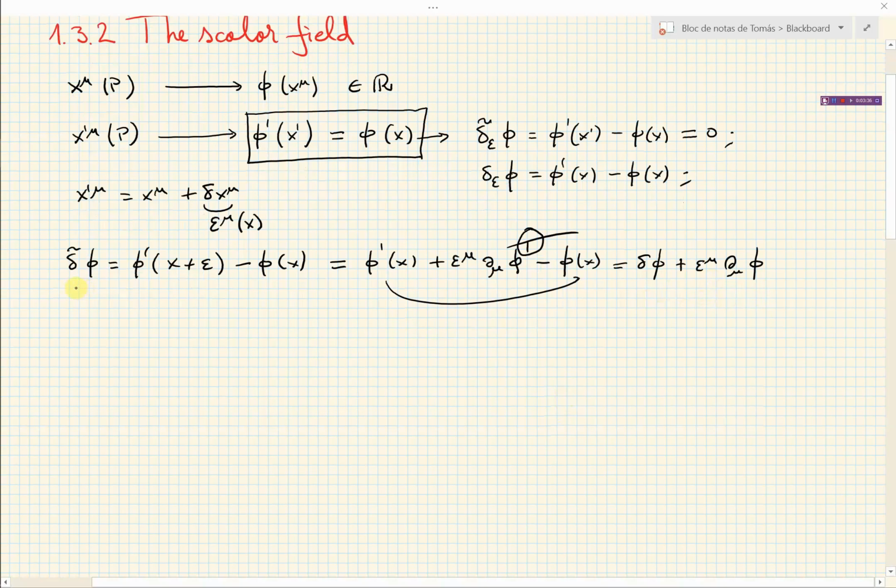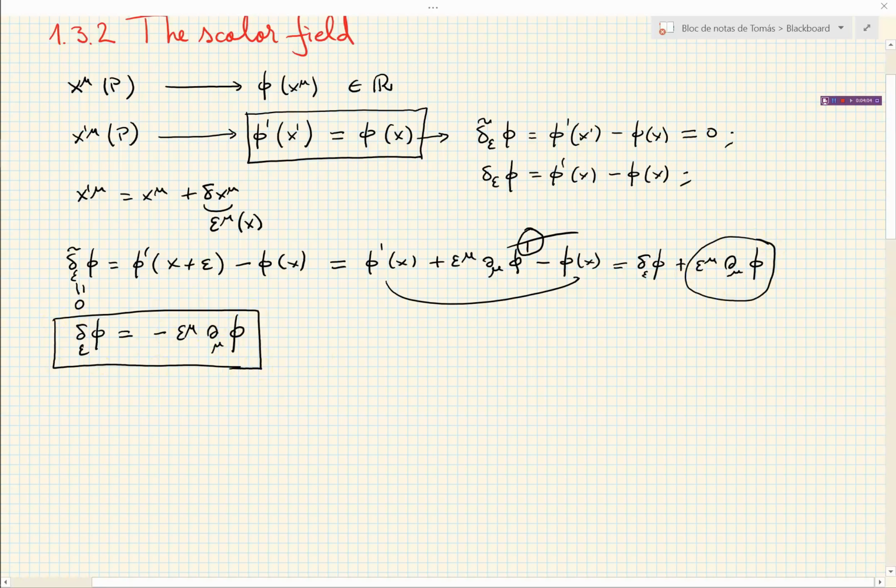So knowing that this is 0 for the scalar field, we find that δφ, for this transformation at least, is minus ε^μ ∂_μ φ. This is the transport term, and it appears universally here. So here the transformation is just given by this transportation term.